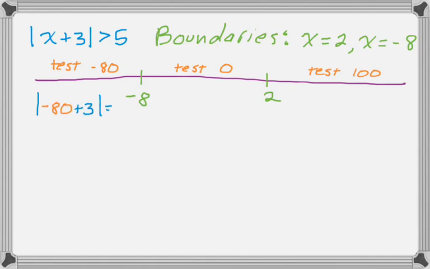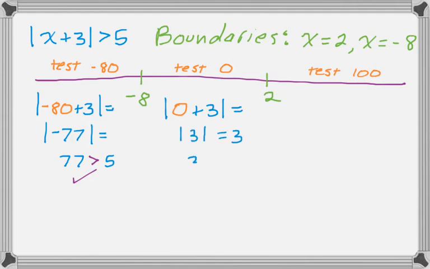So for example, I have this, which gives me -80 plus 3 is -77. The absolute value of -77 is just +77. Since +77 is greater than 5, that region is part of the solution. Now I plug in 0, and I get just the absolute value of 3, which is 3. 3 is actually less than 5, which isn't what we want here, so that region isn't included in our solution.